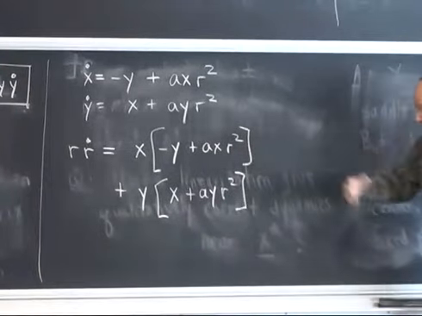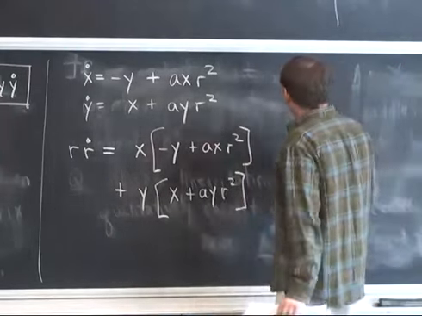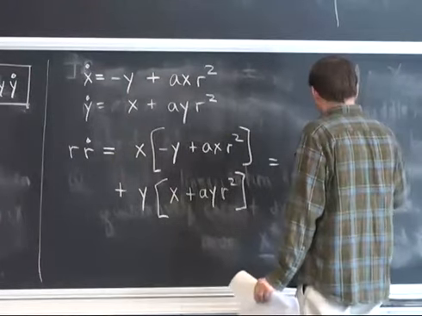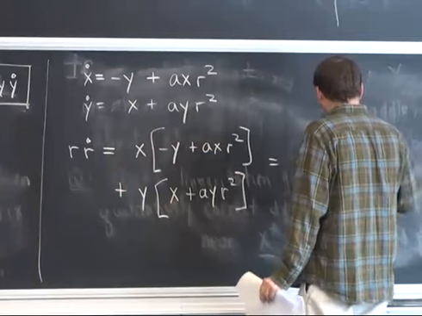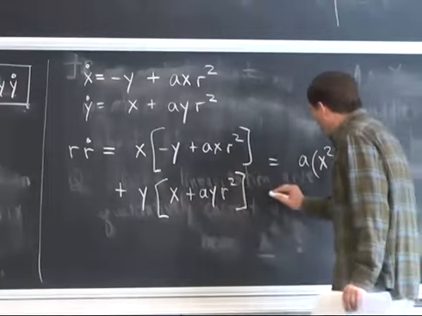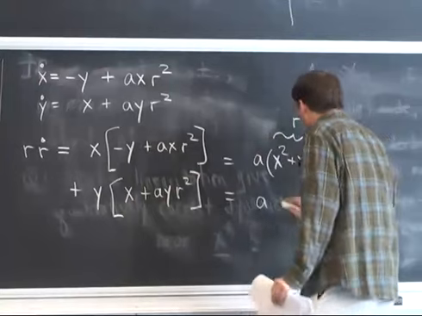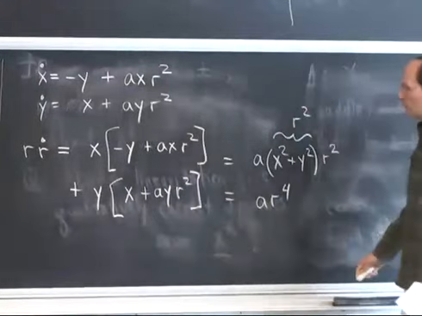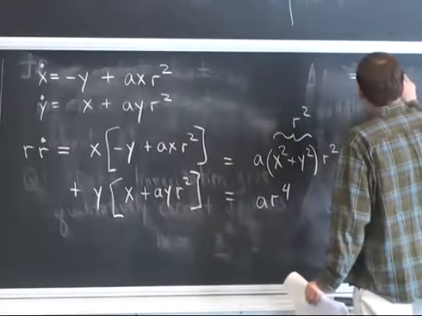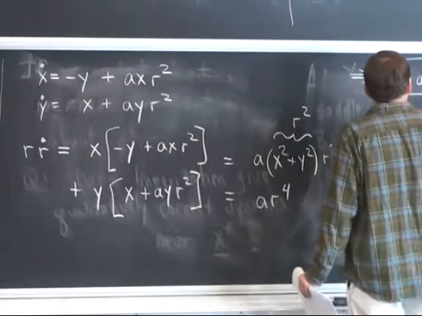Notice the xy terms cancel out. One's a positive xy, one's a negative xy. And we're left with a, the x squared plus y squared factors out, all times r squared. So that's just a r to the fourth, right? Because this thing in here is just our friend r squared again. And so r dot r is a r to the fourth. That means r dot is a r cubed. Wow, that looks pretty clean.